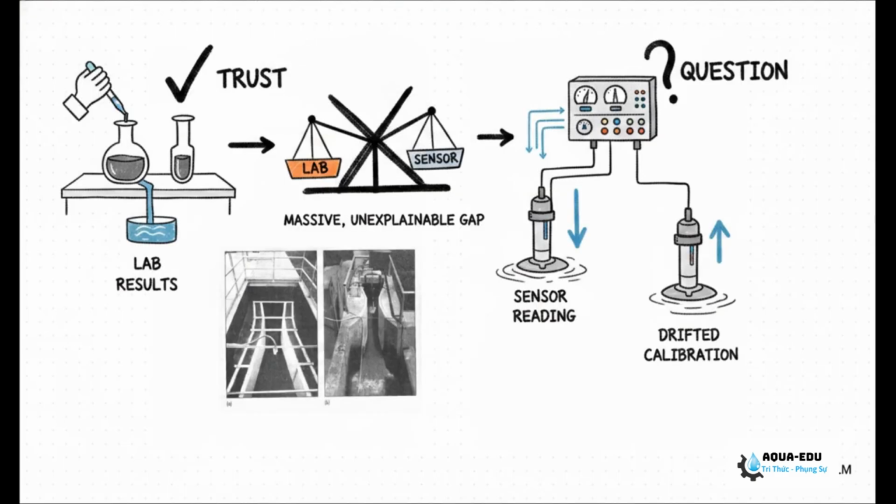You're also going to catch this failure by trusting your manual lab work over the automation. If you ever notice a massive, unexplainable gap between the online readings coming from these field sensor probes and the physical lab analysis you just pulled from those exact same sampling channels, your calibration has drifted dangerously. Always trust the lab and always question the sensor.